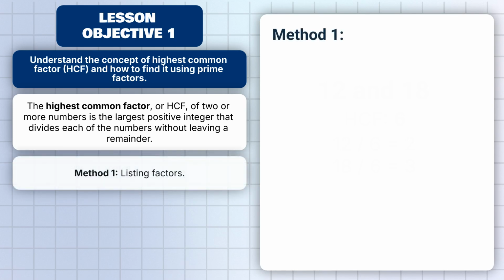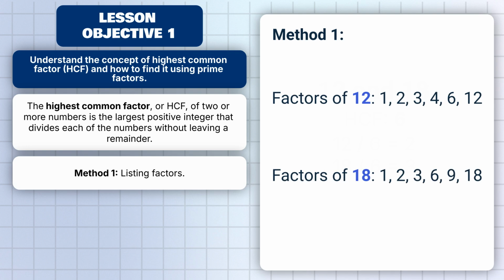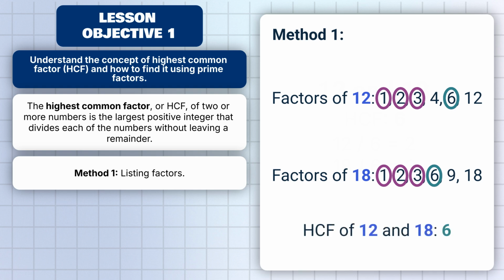Now, let's look at methods to find the highest common factor. First is method 1, listing factors. The first method to find the HCF is by listing all the factors of each number and identifying the largest factor they have in common. Factors of 12 are 1, 2, 3, 4, 6, and 12. And factors of 18 are 1, 2, 3, 6, 9, and 18. Looking at these lists, we identify the common factors, 1, 2, 3, and 6. The highest of these common factors is 6, so the HCF of 12 and 18 is 6.